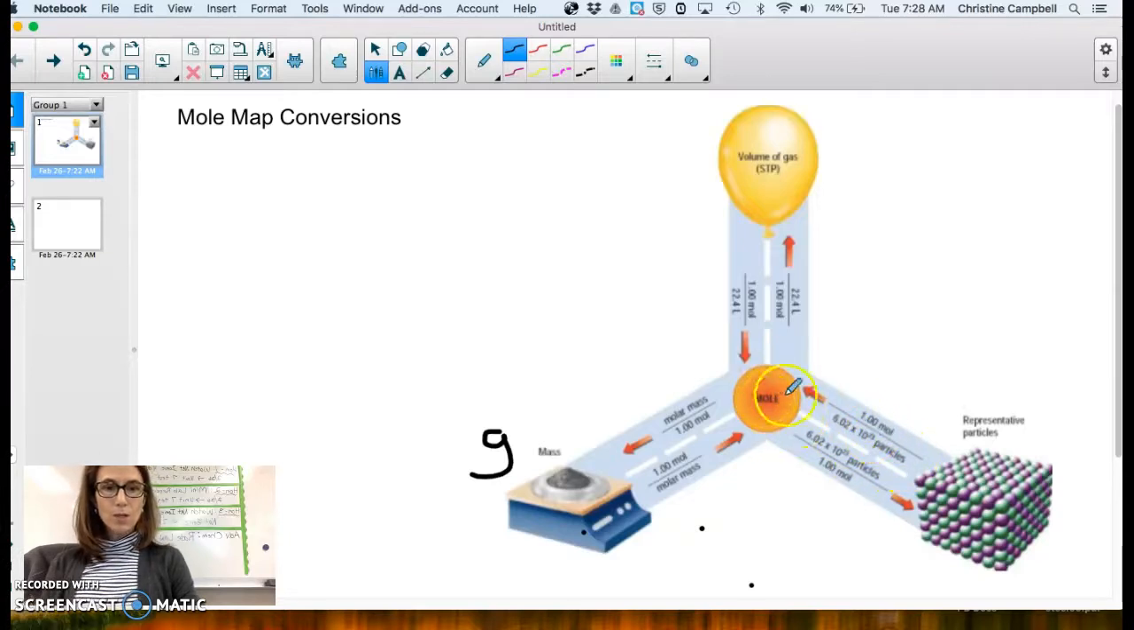And then we're also going to talk about mole to liter conversions. So liters are volume of a gas at STP, which is standard temperature and pressure. And to make those conversions, we're in this corner here.